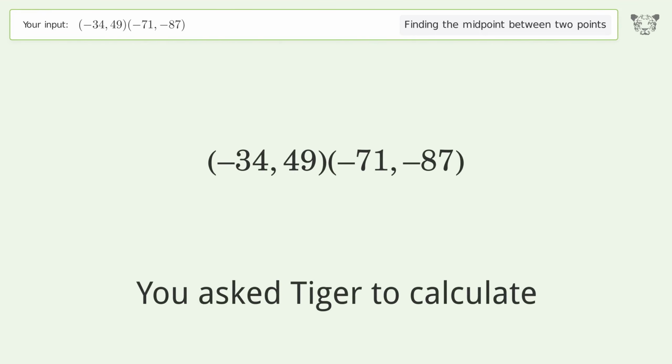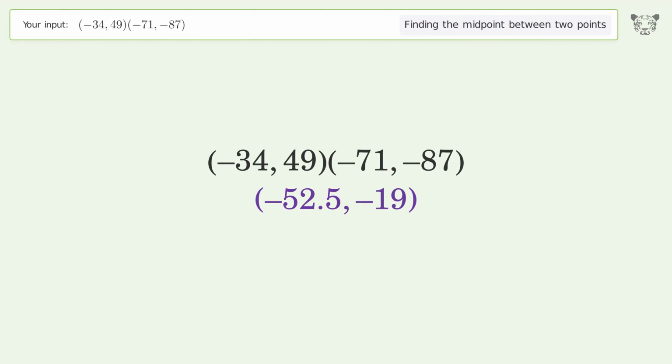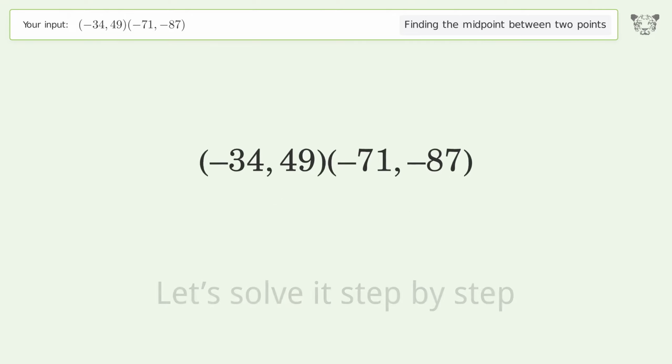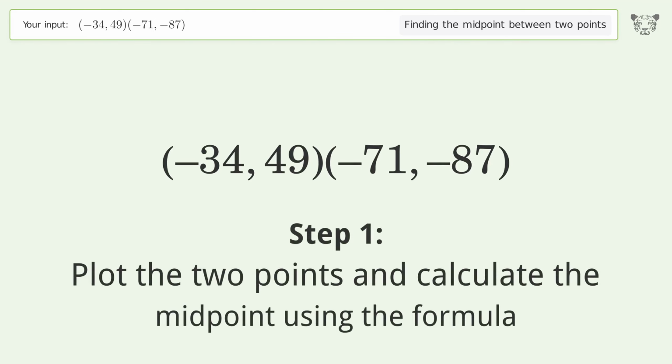You ask Tiger to calculate. This deals with finding the midpoint between 2 points. The midpoint between the 2 points is negative 52.5, negative 19. Let's solve it step by step. Plot the 2 points and calculate the midpoint using the formula.